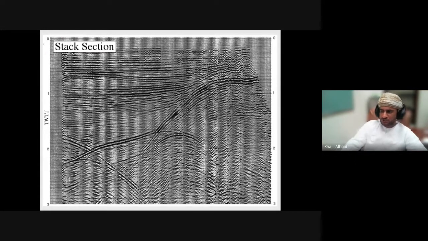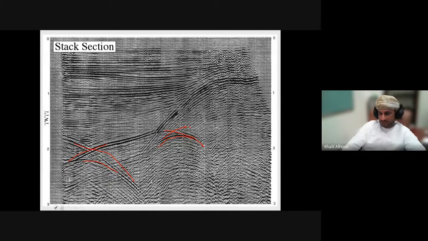What kind of features do you see? What do you see here? Anticlines. Yeah, that's true. Because this is a bow tie. This is also a bow tie. You see here, this is a bow tie. Two different bow ties. These are anticlines.